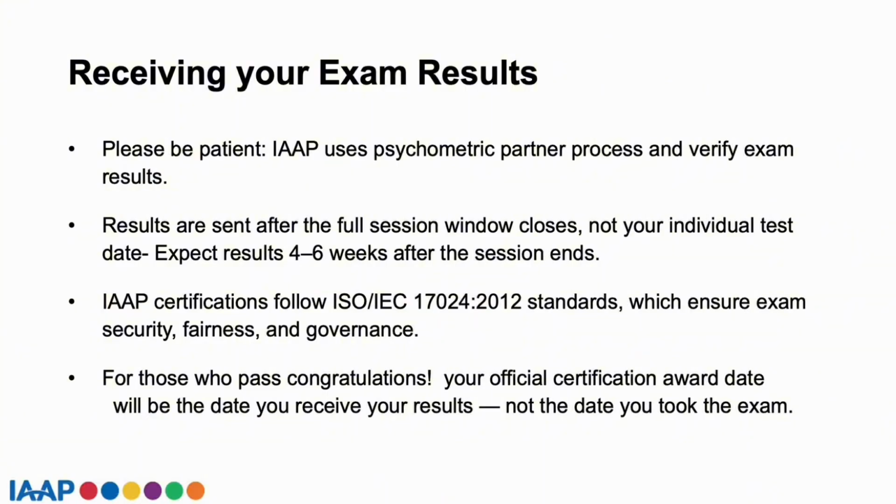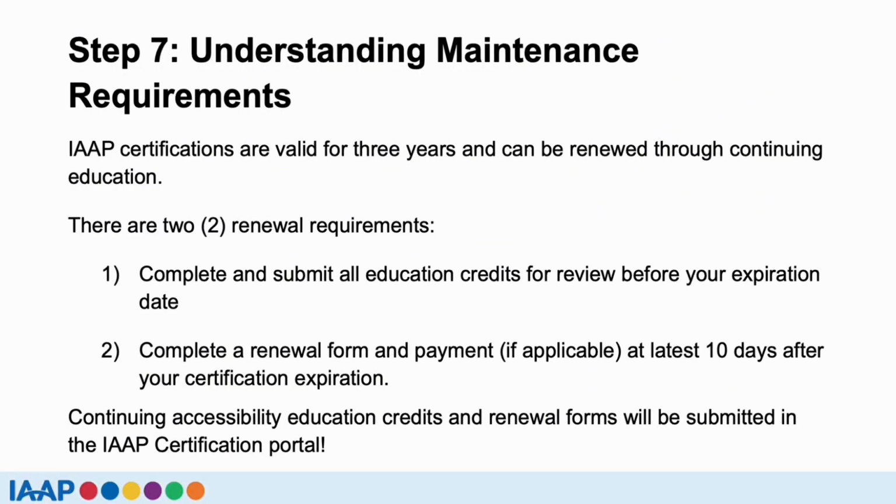If you pass the exam, your certification award date will be the date you receive your results, not the date you take your test. Earning a professional certification is a commitment to lifelong learning. IAAP certifications are valid for 3 years and can be renewed through continuing education. There are 2 renewal requirements. Earn and submit all continuing accessibility education credits for review before your certification expiration date. Complete a renewal form and payment, if applicable, by your renewal form due date.